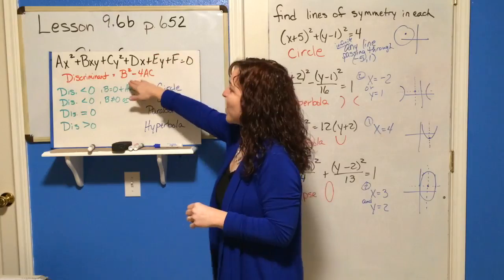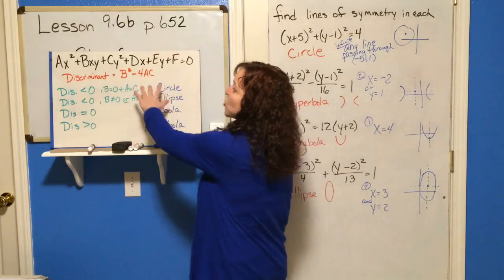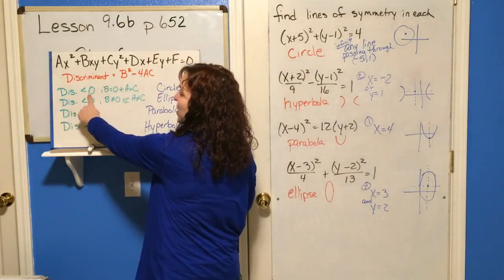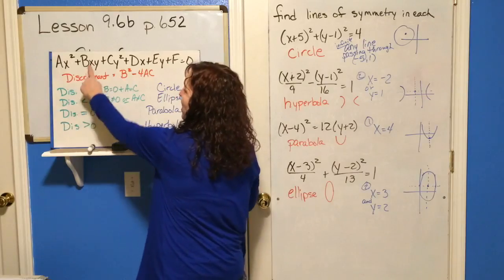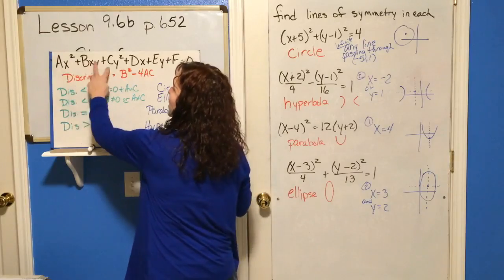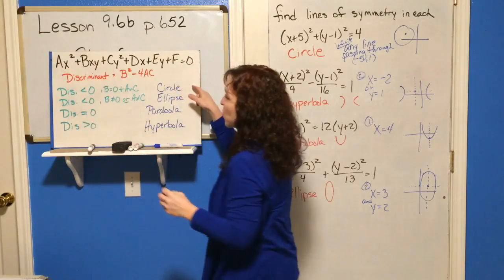Now, if you work that discriminant, and that discriminant is less than 0, and your b is equal to 0, and your a and c are equal, then that's going to be a circle.